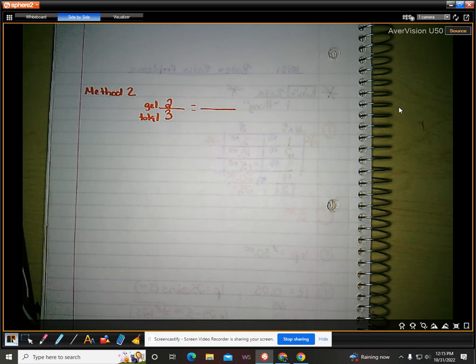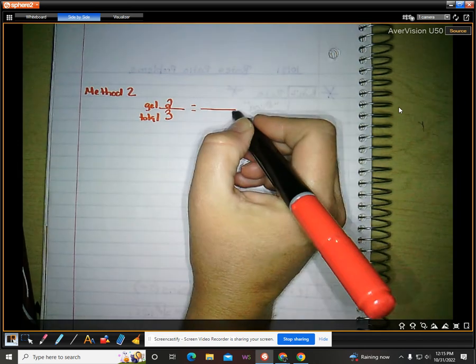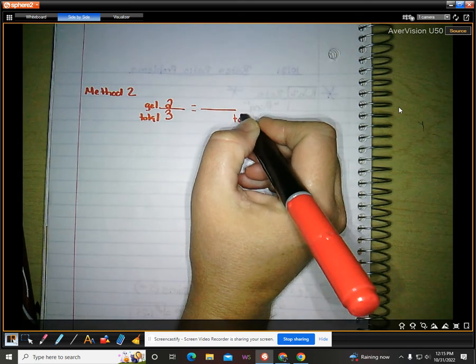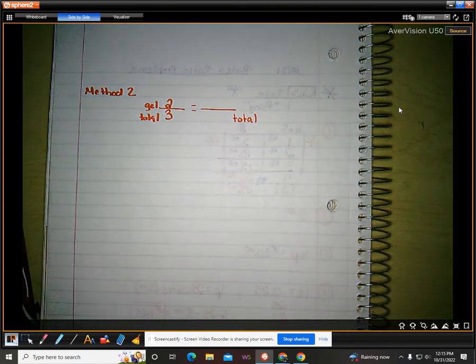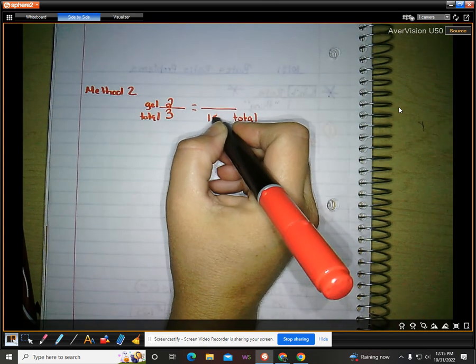So, how many total students are in the school? It's the first sentence. How many total students are in the school? Natalia? 150. So that would go on the bottom.